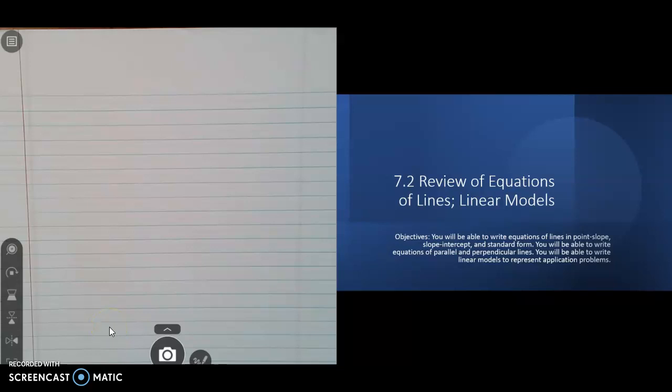Welcome to section 7.2, review of equations of lines and linear models. Hopefully by the end of this you all will be able to write equations of lines in point slope, slope-intercept, and standard form. You will also be able to write equations of parallel and perpendicular lines, and you'll be able to write linear models to represent application problems.